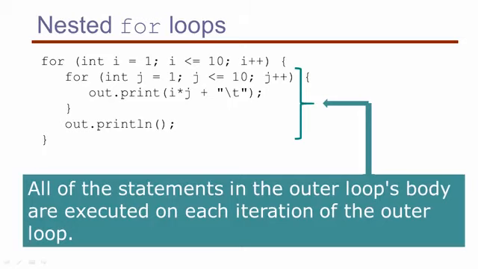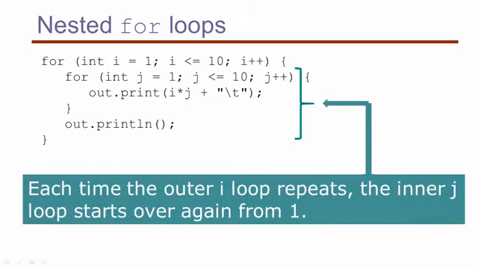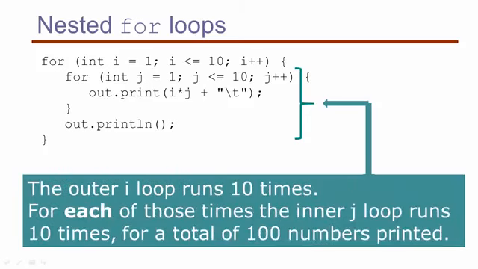That means the inner j loop starts all over again, setting the loop counter variable j to 1 and repeating its body while j is less than or equal to 10. Thus, the inner j loop executes 10 times for each of the 10 iterations of the outer i loop. As a result, the print statement in the j loop is executed 100 times.